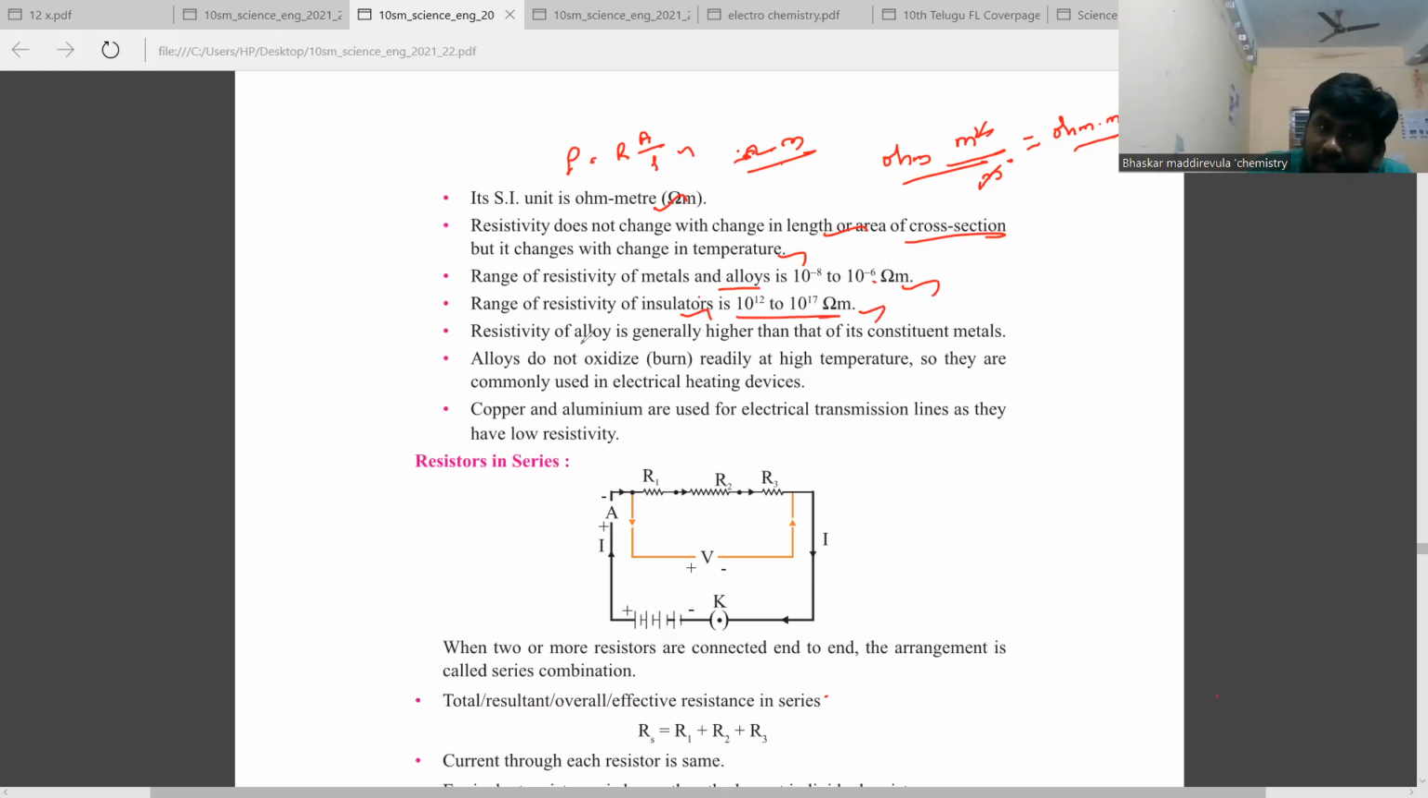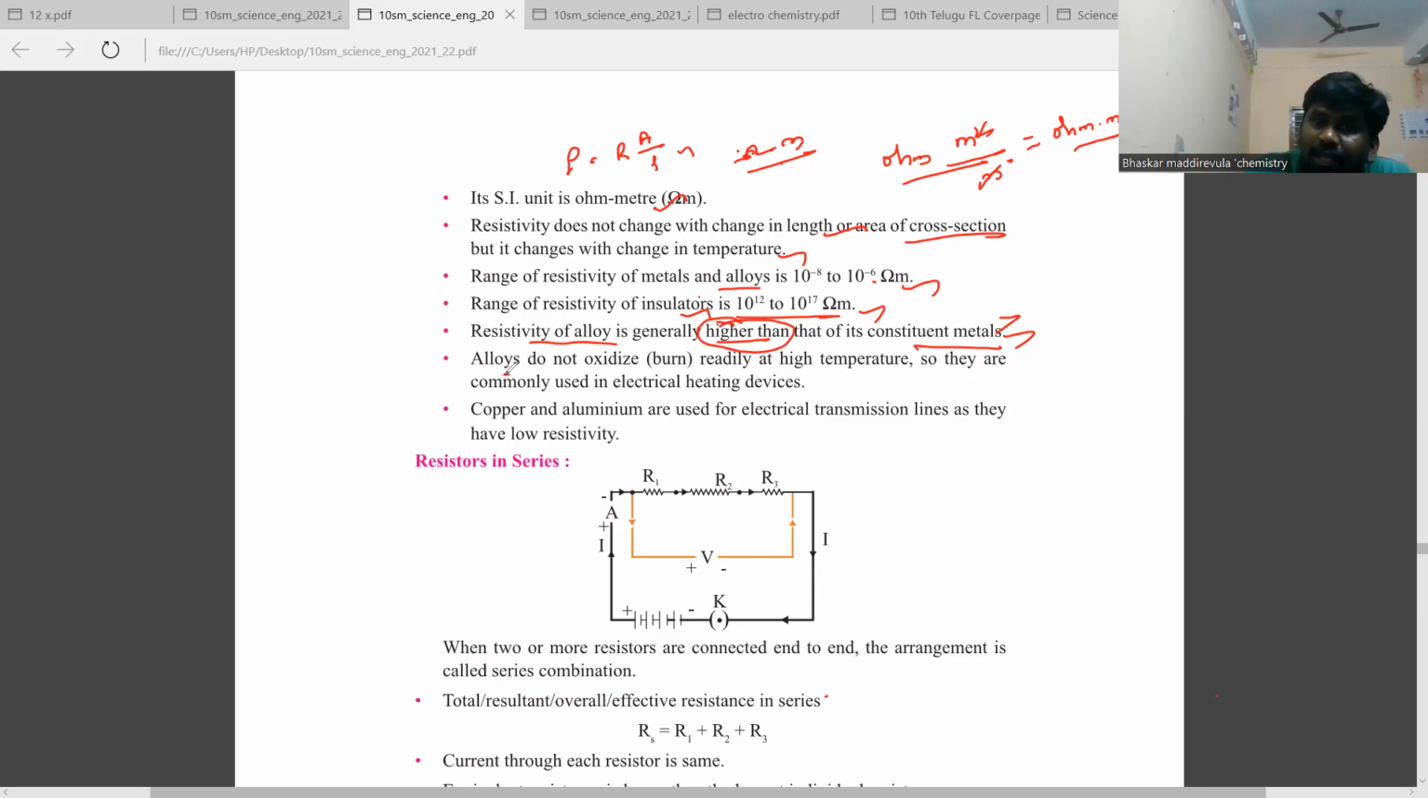Next, you have to keep in mind that the resistivity of alloys is always higher than that of their constituent metals. So keep in mind, alloys have a higher resistivity compared to metals.